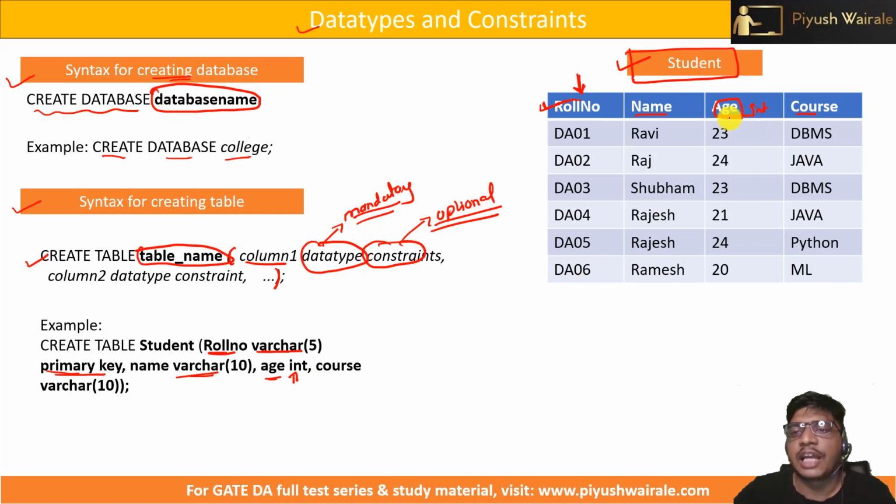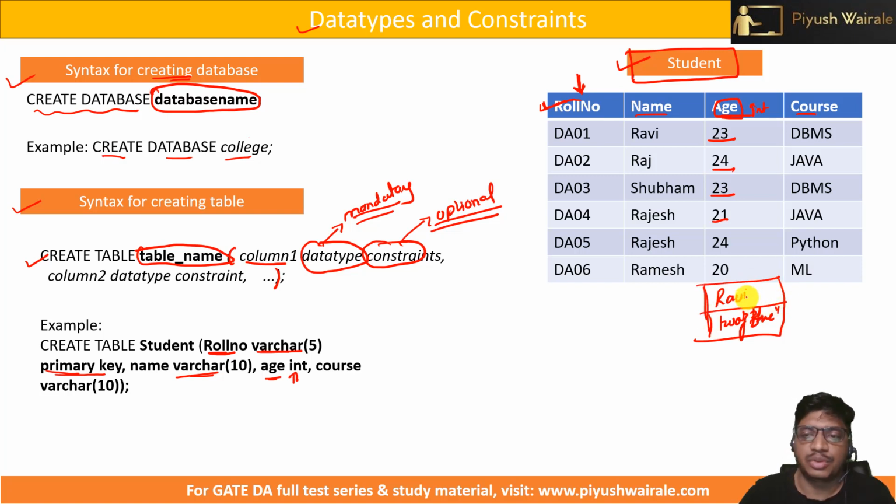Age having an integer data type means I can insert only integer values in this particular column. I cannot insert Ravi, or 23 as characters, in the age column, because those are characters of varchar type. Course has varchar, which ensures that I can insert string data. So varchar and char are useful for string data types.